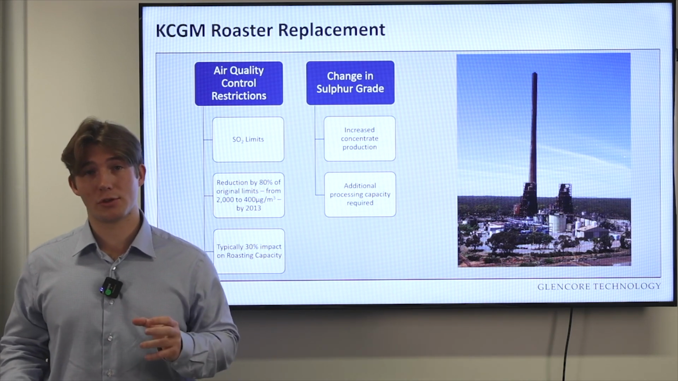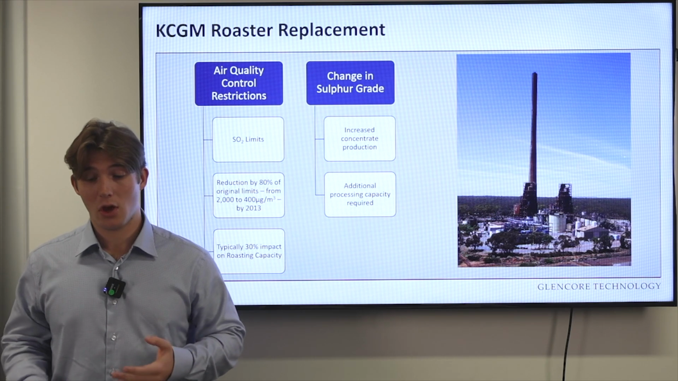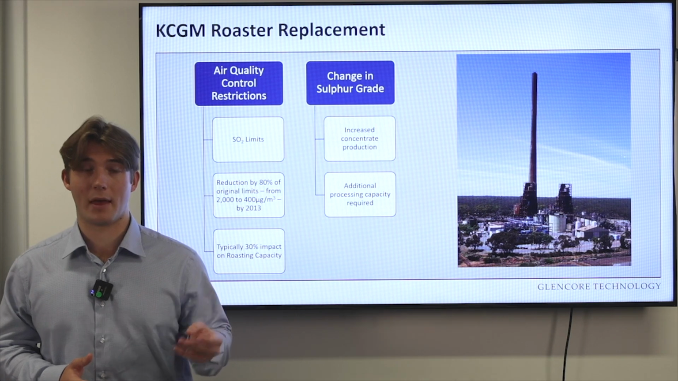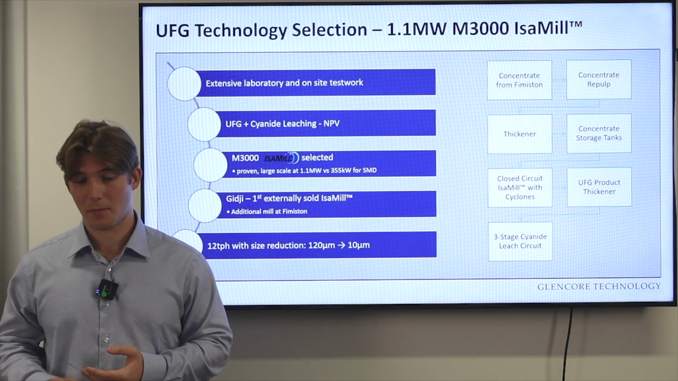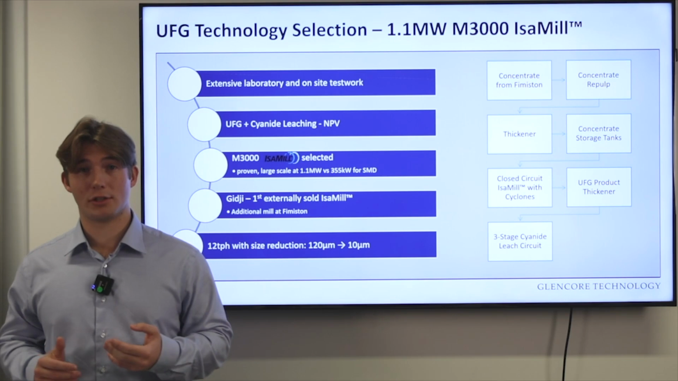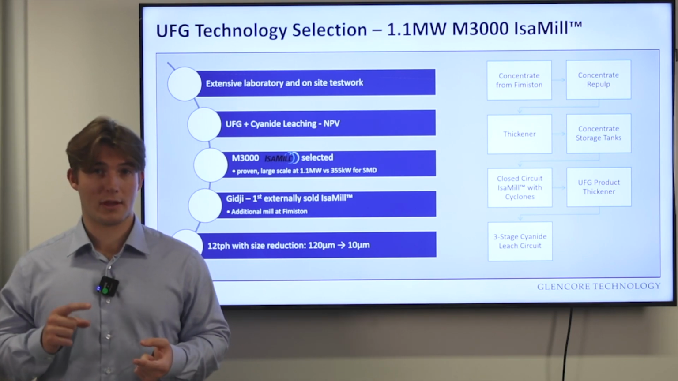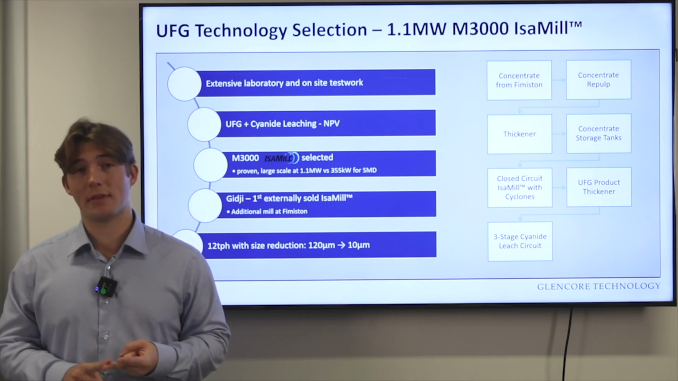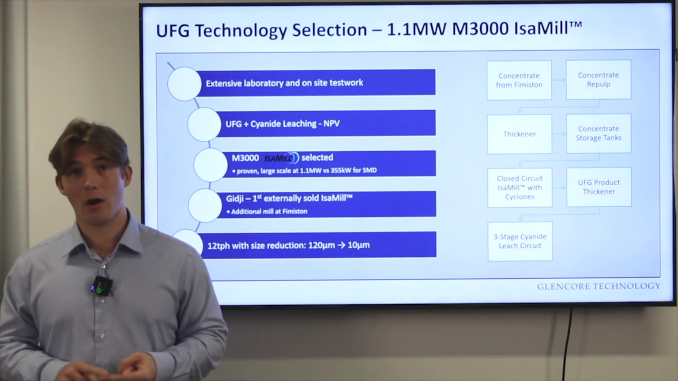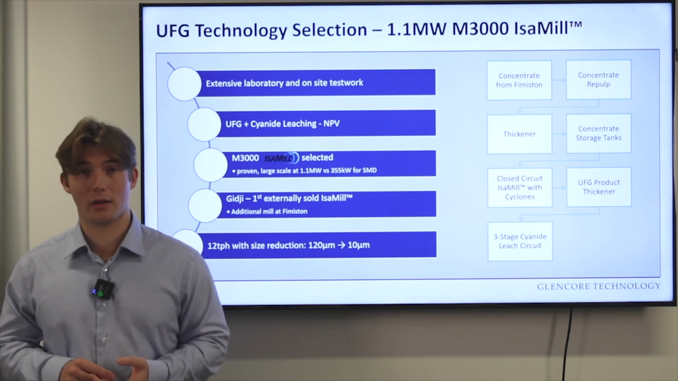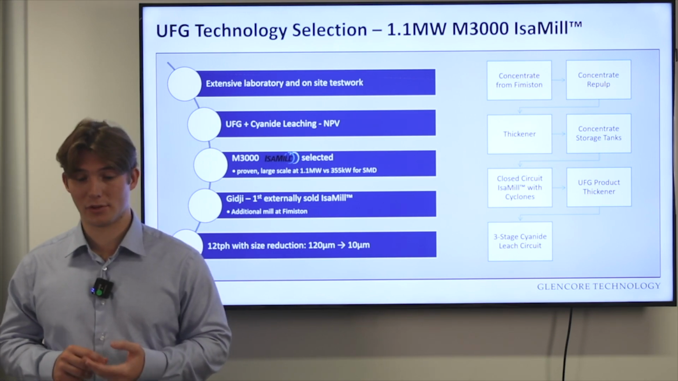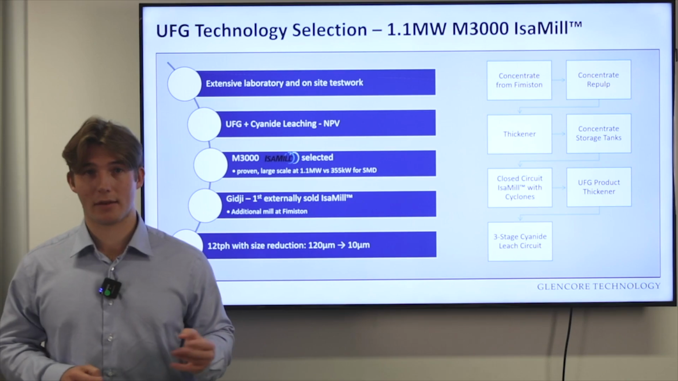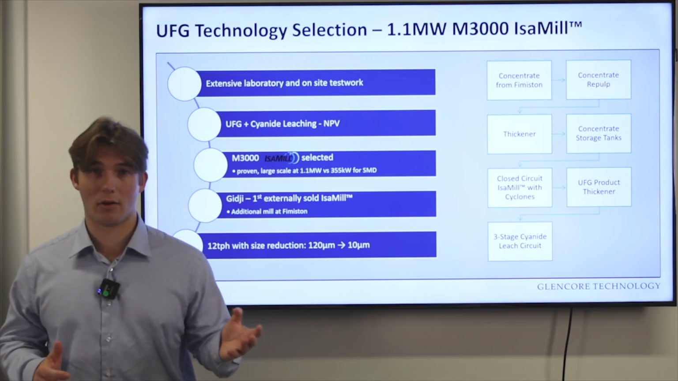Furthermore, this site was also experiencing a change in their sulphur grades, which meant that they needed increased production to meet their operating demands. After extensive technology reviews between looking at things like the ultrafine grinding and other oxidative leaching technologies, it was determined that from an NPV perspective, ultrafine grinding directly into CIL provided the most benefit for this site and was able to meet the emission reduction targets that the site needed to remain operational.